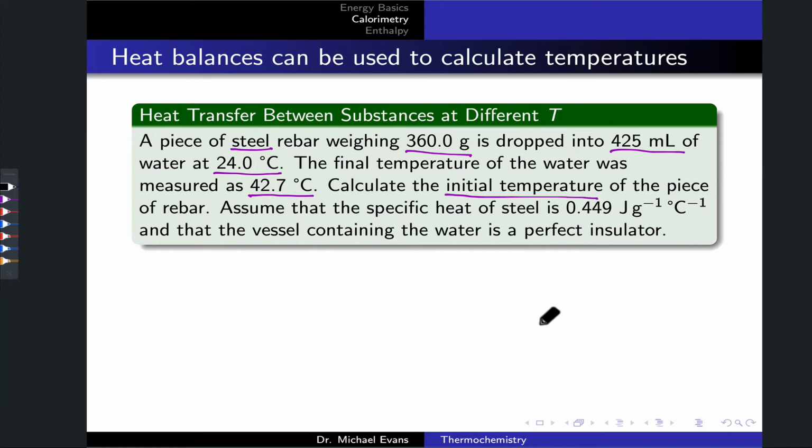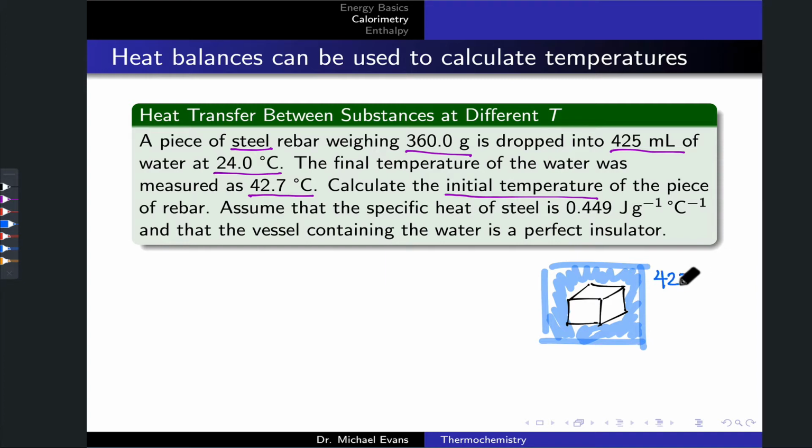So as we often do, let's draw a picture. We know that the water is 425 milliliters in volume. Let's go ahead and assume that that's going to correspond to 425 grams of H2O, since we're going to need to use that mass in combination with the specific heat. We also know that the water starts out at 24 degrees C, 24.0, and goes to 42.7 degrees C.